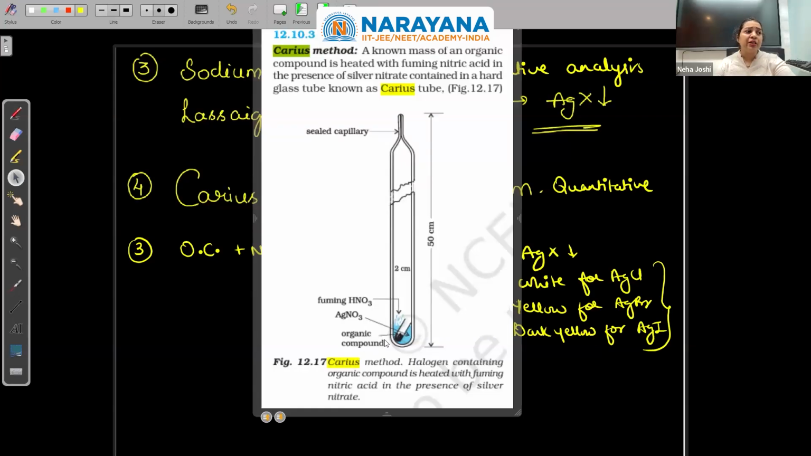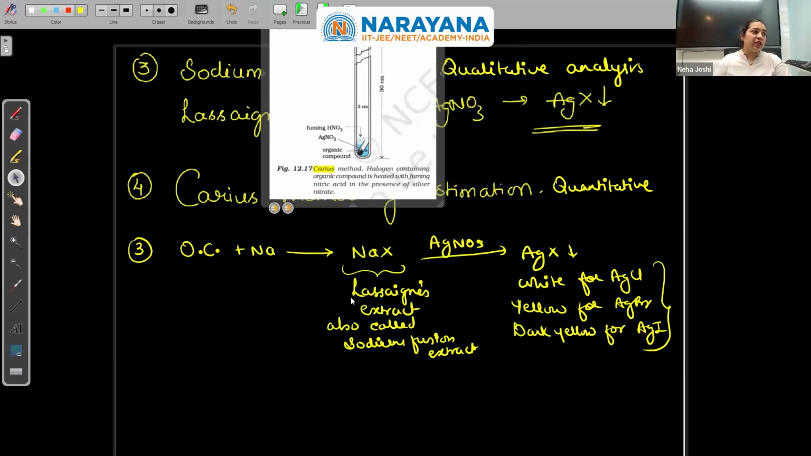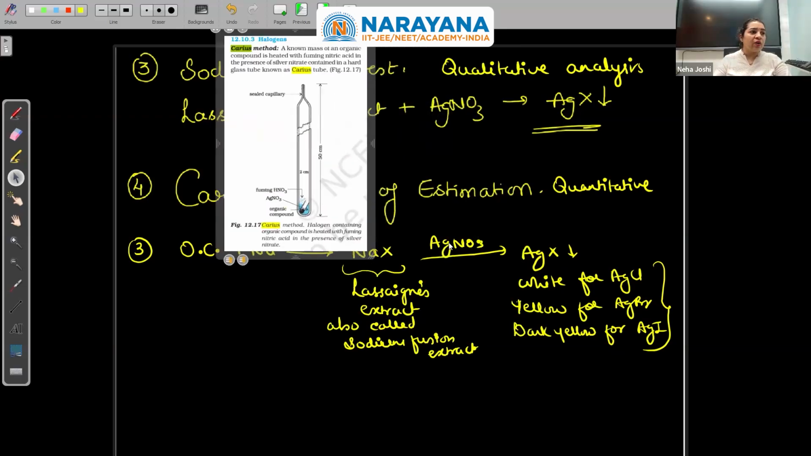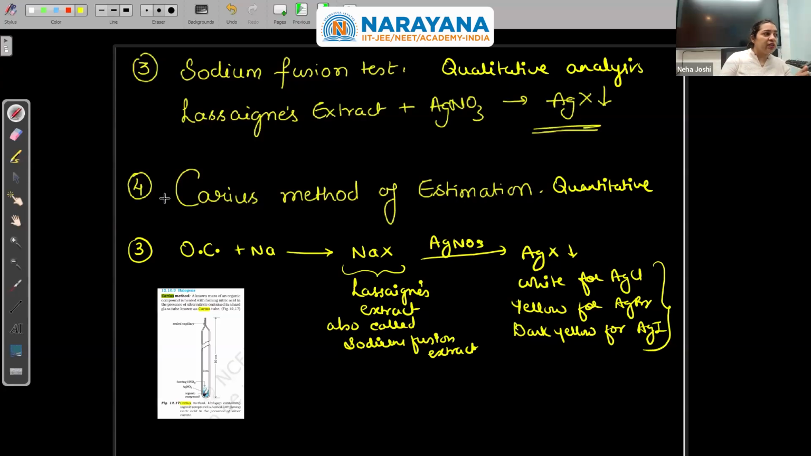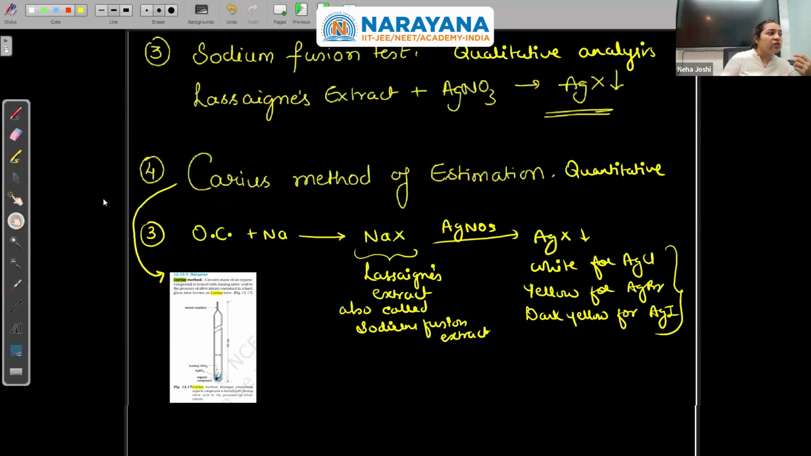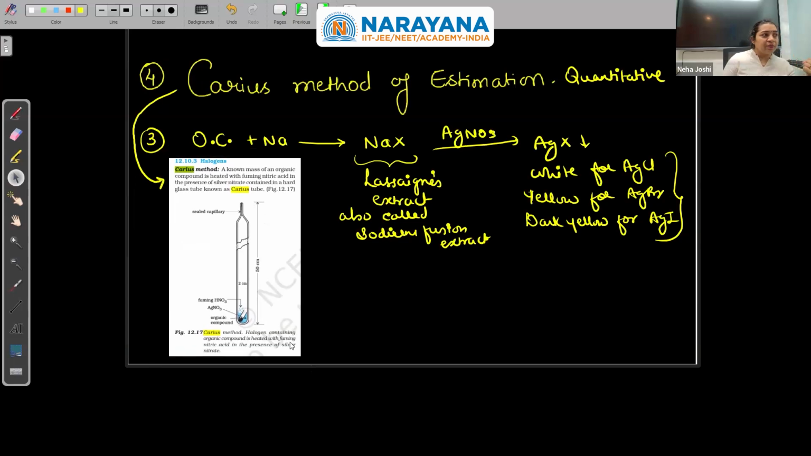Our organic compound totally decomposes, and whatever halogen is present in it comes out as X, and when we add AgNO3, AgX is precipitated. By knowing what amount of AgX is precipitated, we come to know the amount of halogen present in it. So this Carius method is quantitative. It tells you the quantity of halogen which is present. And the Lassaigne's test is qualitative.